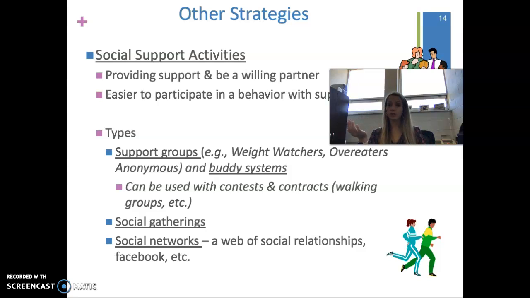So some really common support groups that you'll hear about in relation to healthy habits would be like Weight Watchers, right? They have group meetings. They talk about their challenges, their successes. So this is a great example. Overeaters Anonymous. You can also think about Alcoholics Anonymous, AA. And these have buddy systems in them. Especially AA, they call them sponsors. And they hold each other accountable and they talk about their challenges and accomplishments.